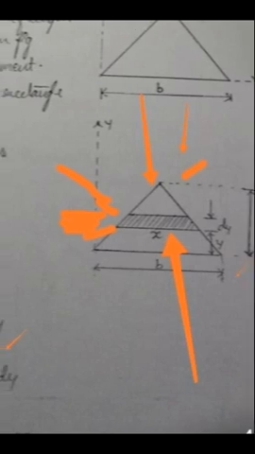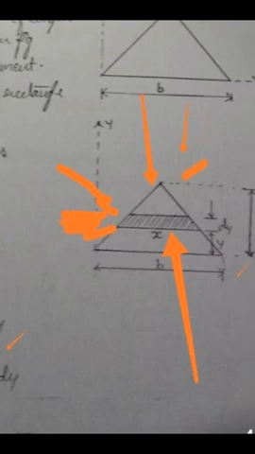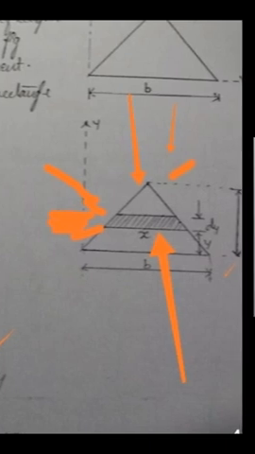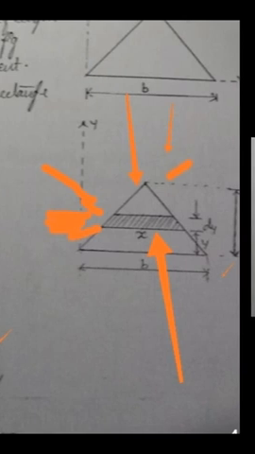So x bar and y bar is nothing but the summation of the distances from the centroid of each area. Whatever the area is, from the CG of that area to the origin, the reference axis distance you take, divided by the total area. So this is what you have to determine. That is the centroid of that small area.